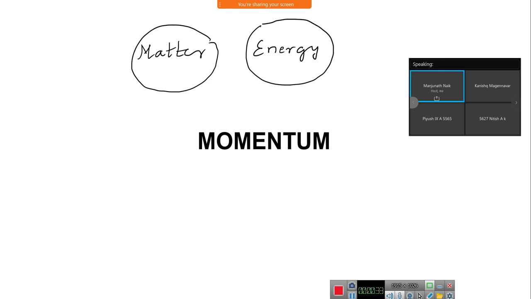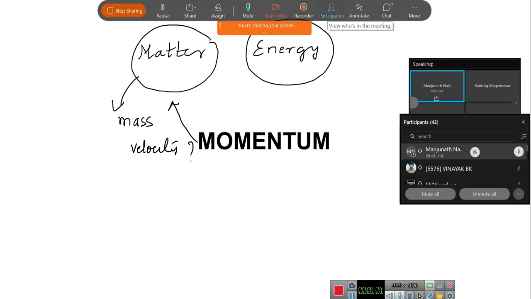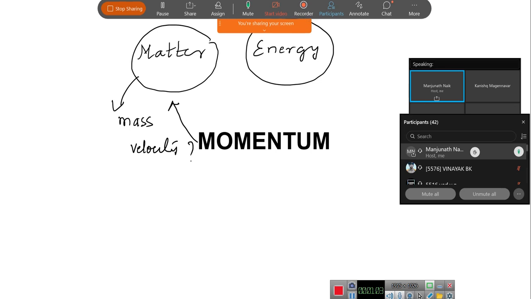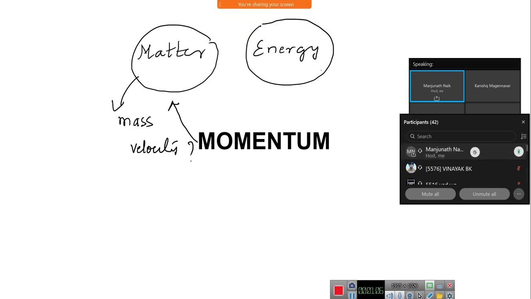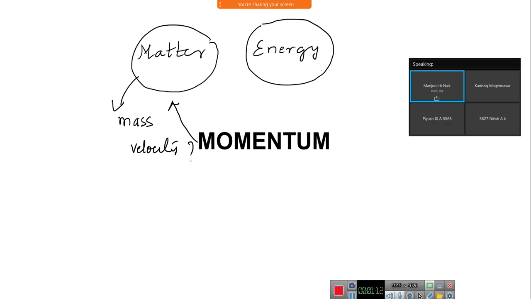Now, as far as momentum is concerned, momentum is a property of matter, the one which has a mass as well as the one which can move in the space, which has a velocity. Is that clear? This is the answer for those who have asked me, does light have a momentum? Right? So light is a form of energy. It cannot be considered as matter, and matter has momentum.